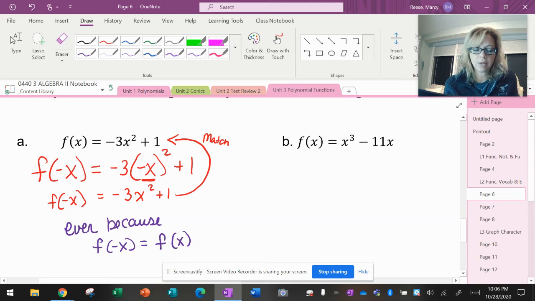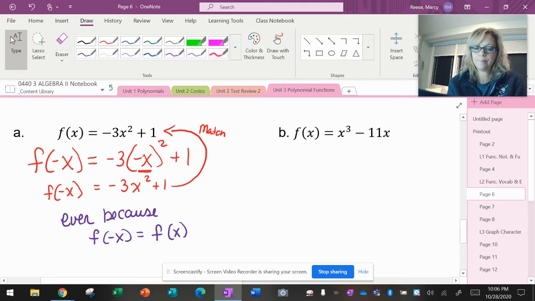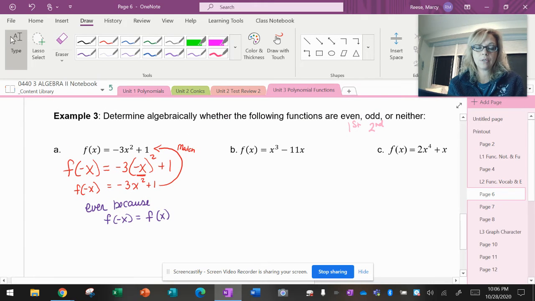And if you remember yesterday on your notes, I left your notes open to try some of these. And that's why we put it in. We're going to actually go through and talk about that when we come back. So that function, if I were to graph it right now, I know that it would be symmetric about the y-axis.